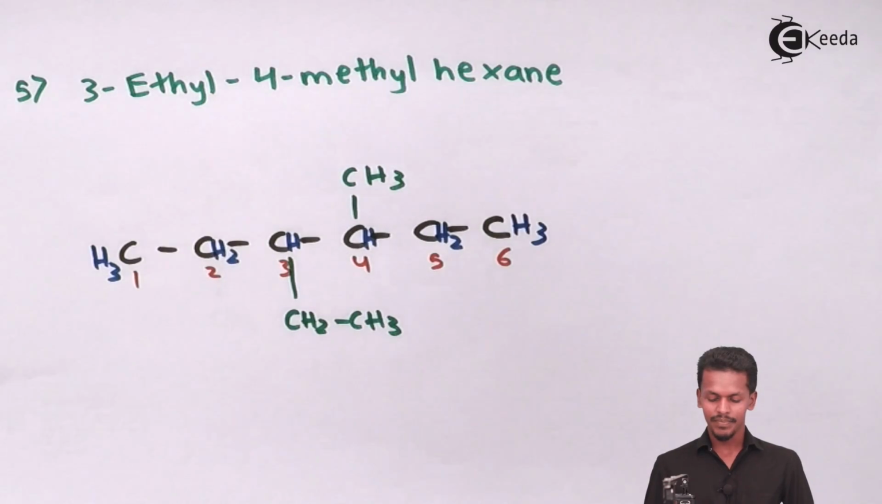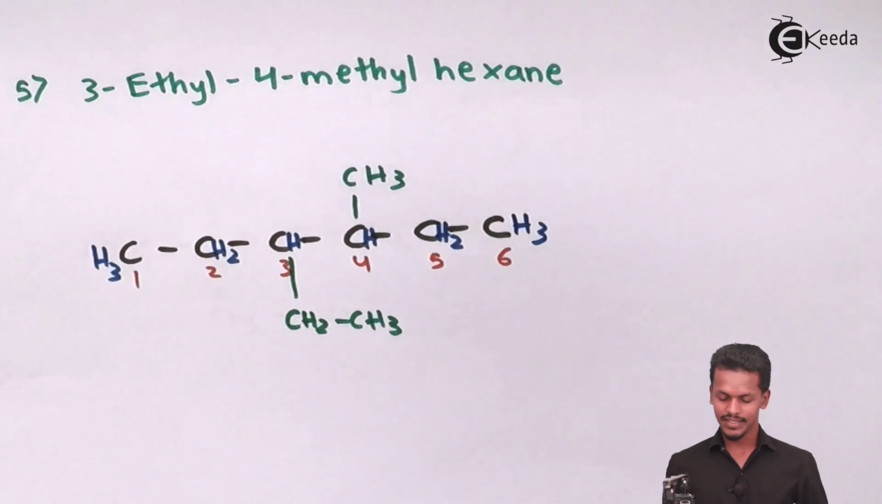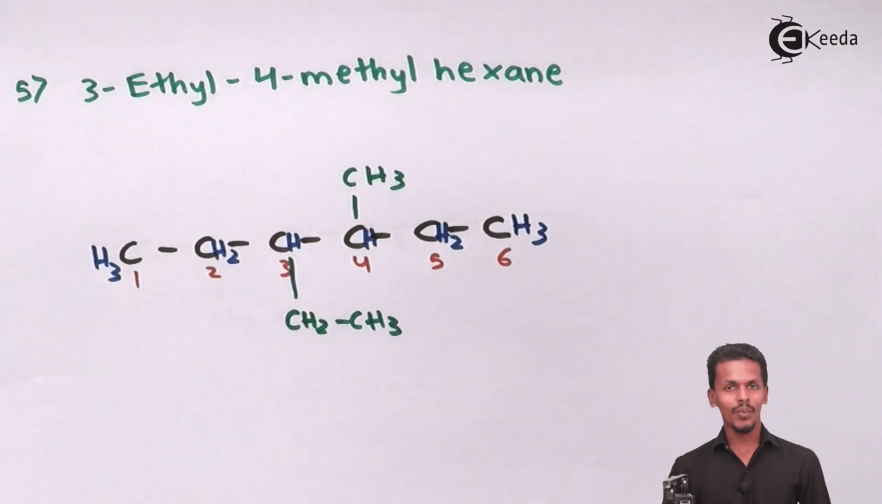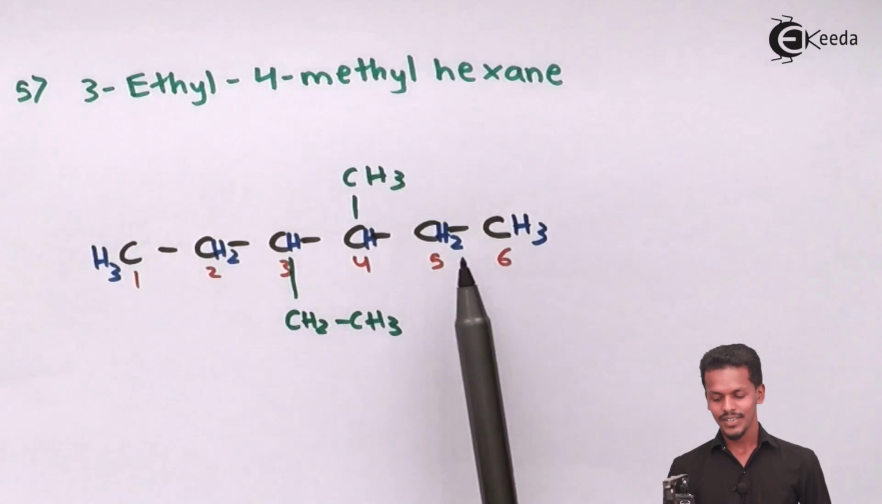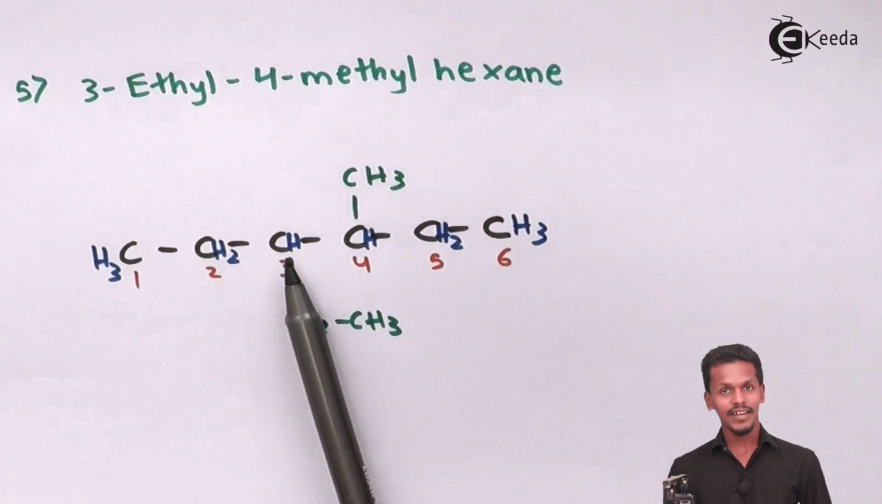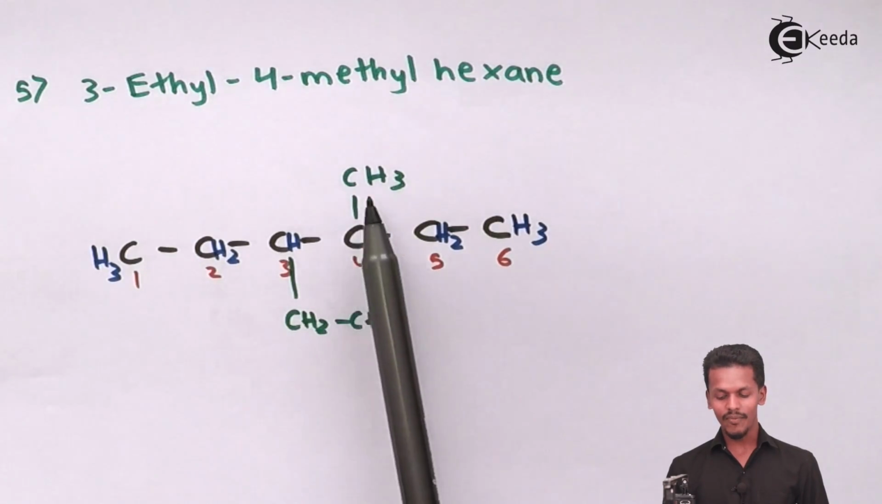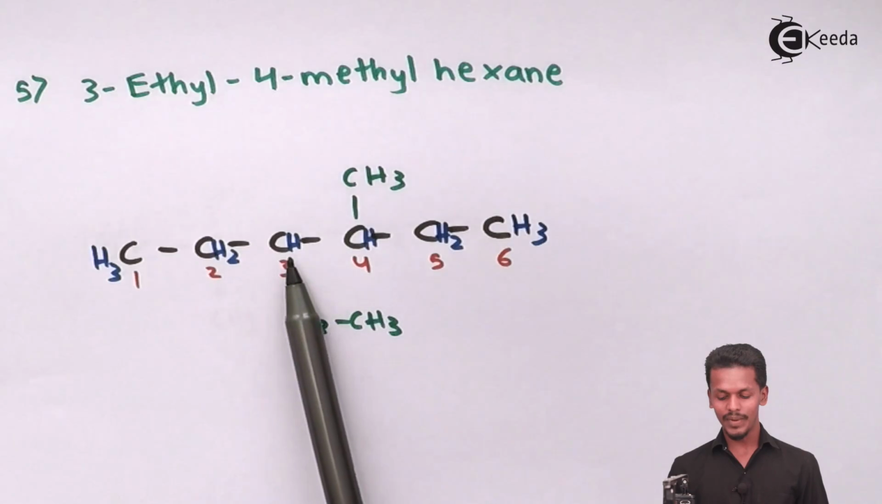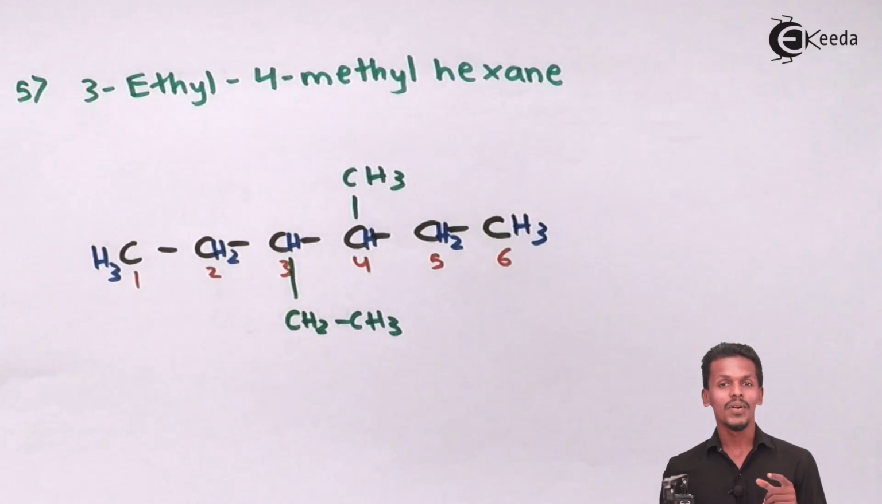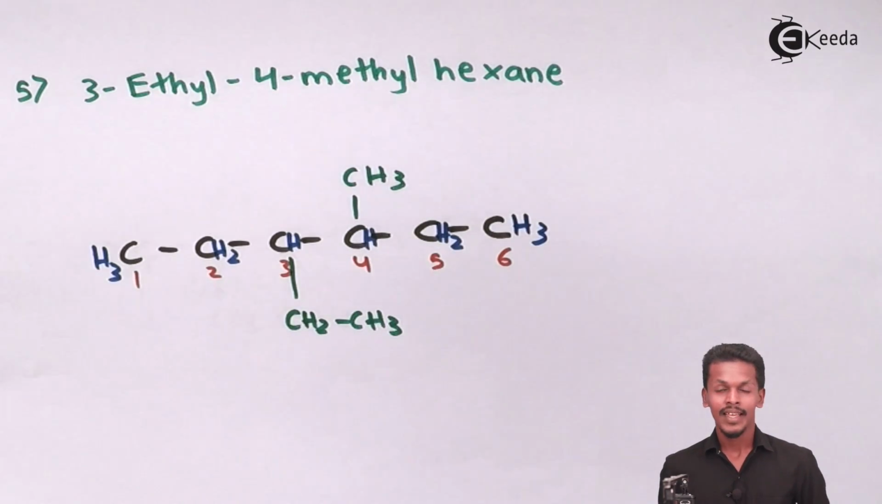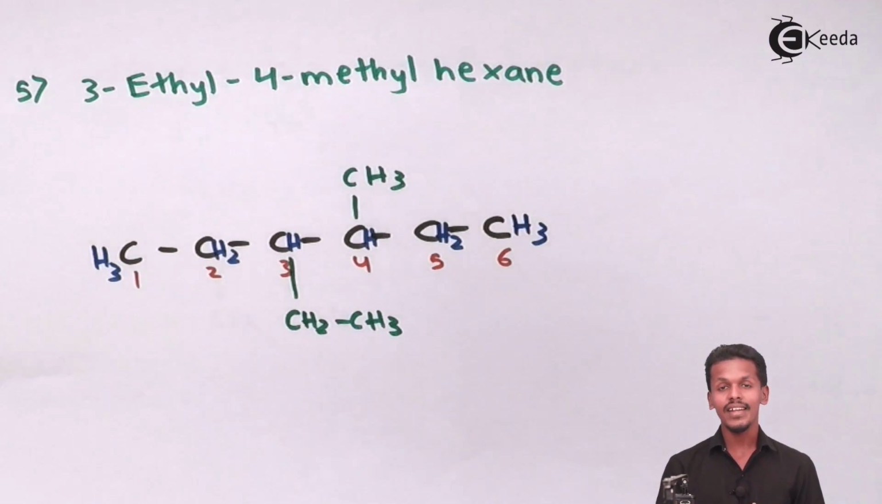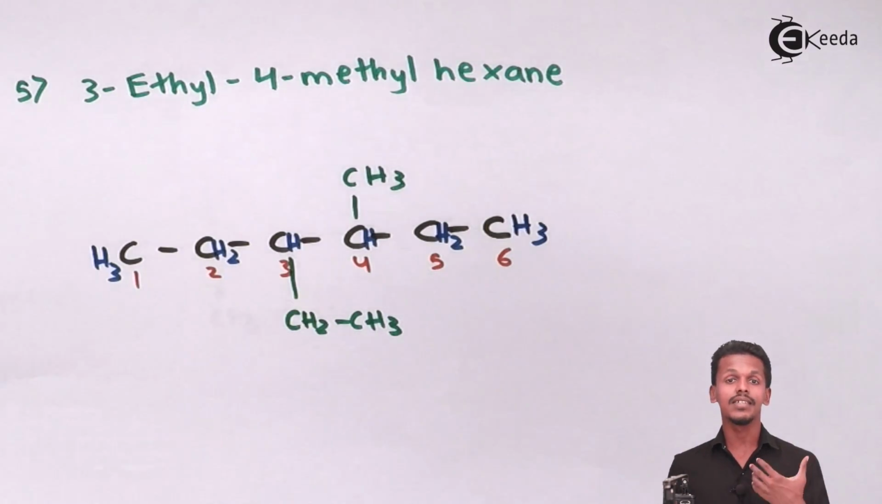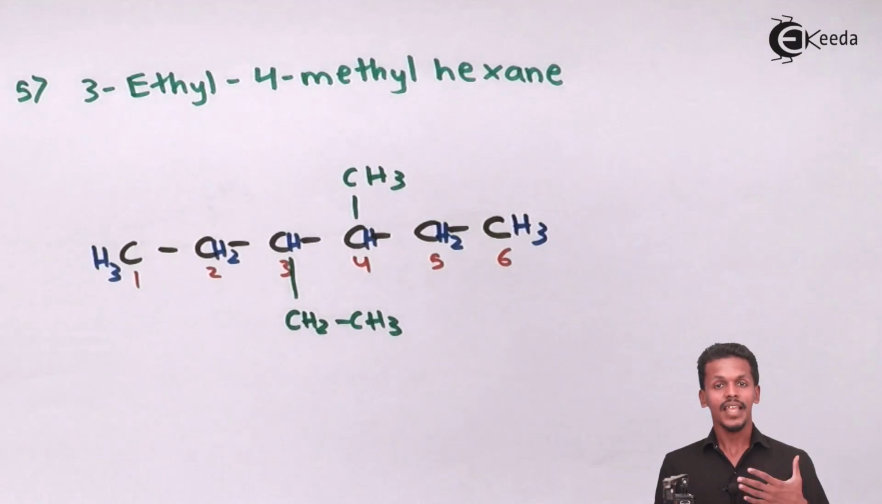Moreover, you may have observed that if you had numbered it this way, 1, 2, 3 and this one 4, the third position would have gone to the methyl, and the fourth to the ethyl. But in the rules of IUPAC nomenclature that we have learned, the numbering will start from that end of the carbon chain where the substituents will be in alphabetical order.